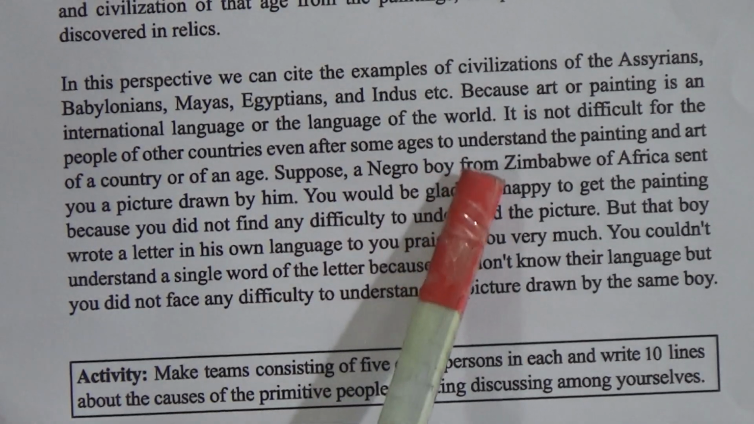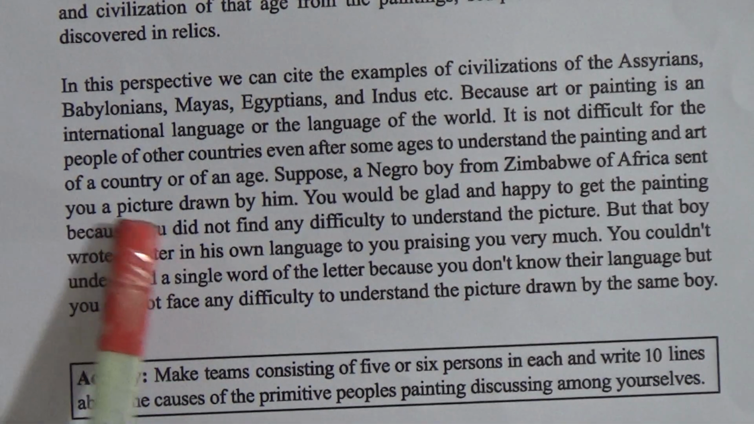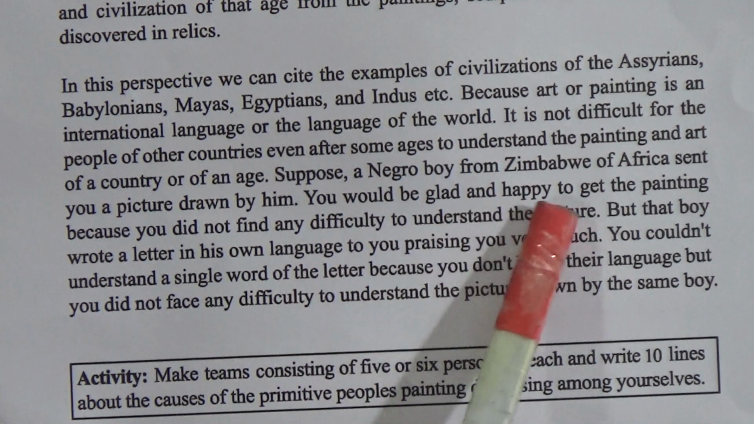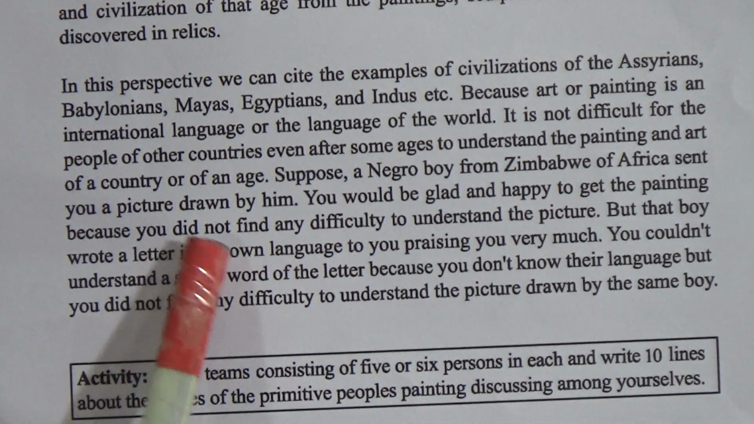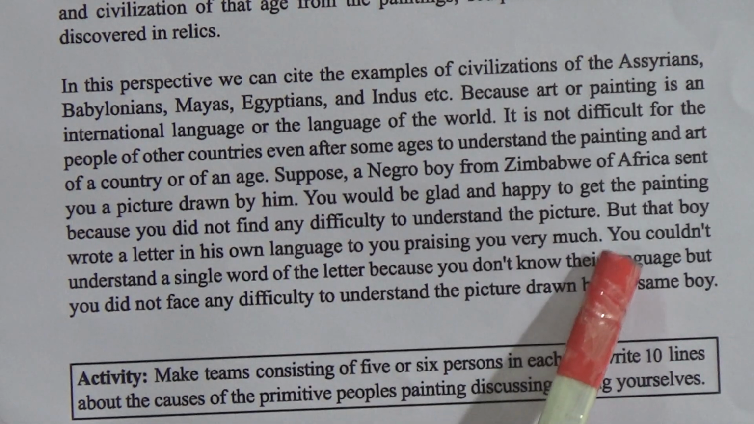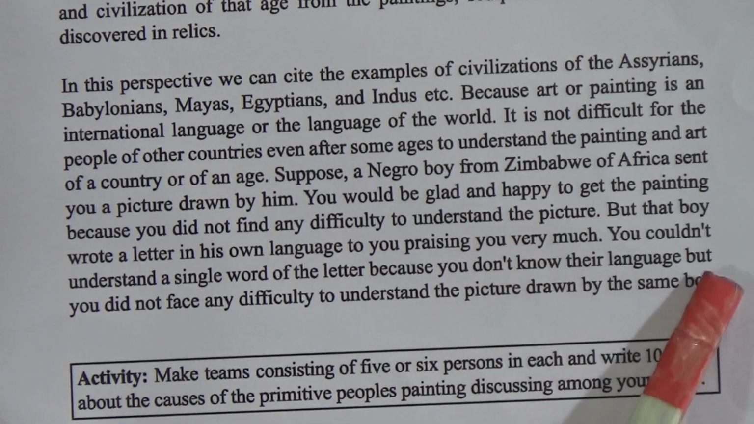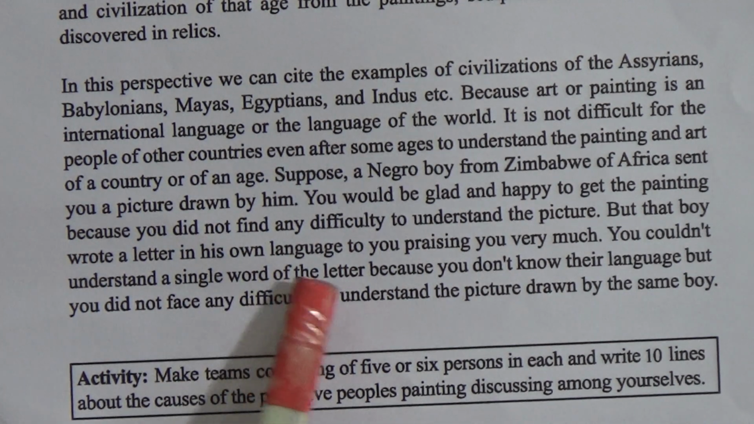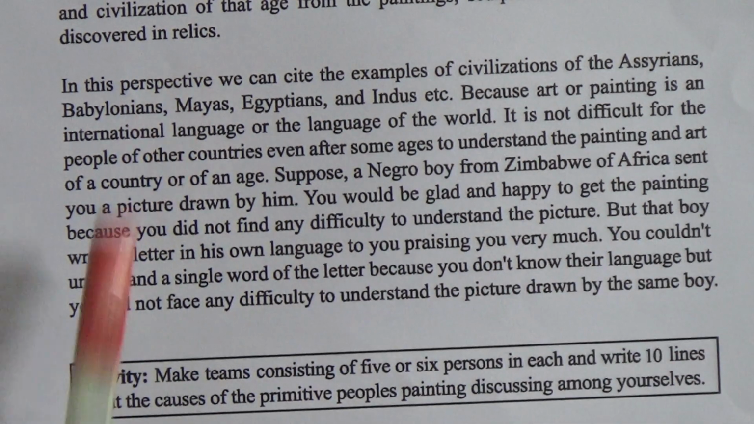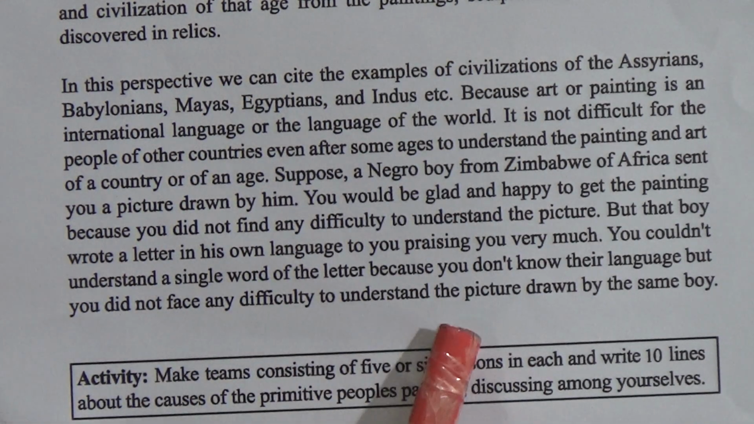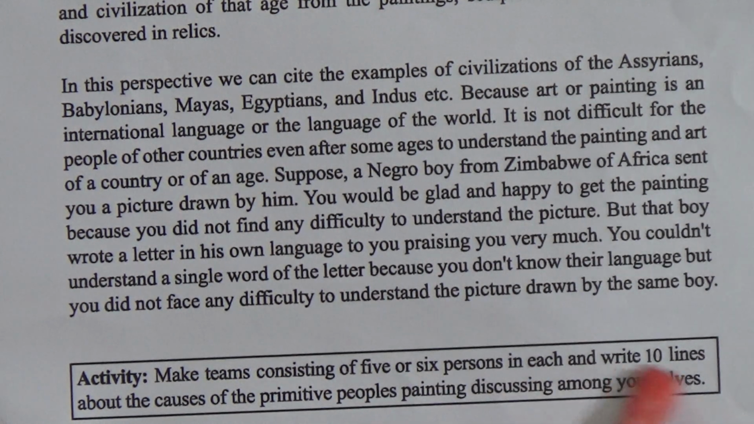Suppose a boy from Zimbabwe in Africa sent you a picture drawn by him. You would be glad to get the painting because you did not find any difficulty understanding the picture. But the boy wrote a letter in his own language praising you very much. You could not understand a single word of the letter because you don't know their language, but you did not face any difficulty understanding the picture drawn by the same boy. Activity: make teams of 5 or 6 persons in each and write 10 lines about the cause of primitive people's painting. Discuss among yourselves. You will try to do this.